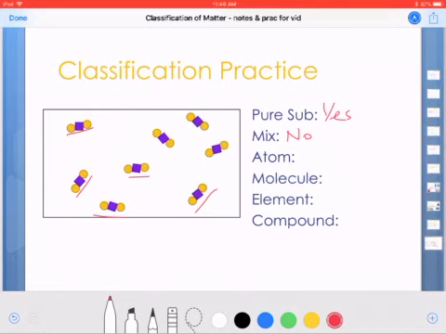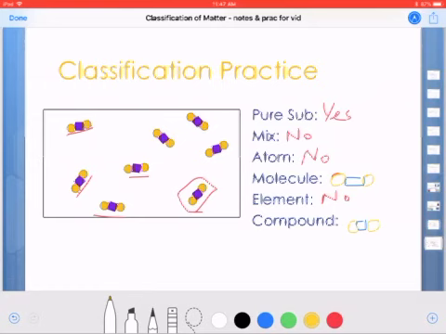Again, if we had individual circles or individual squares without any connection, those would be individual atoms, but right now we do not have that, so we're just going to write a no there. This is a molecule because it does have a connection, so if I were to draw my molecule here, it's not perfect, but you get the picture. We do not have any elements because we don't have the same thing connected. We have different things connected. So no elements, but we do have a compound because again those are different things connected.